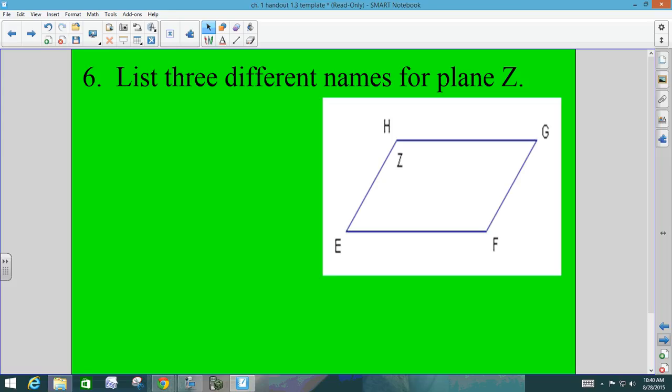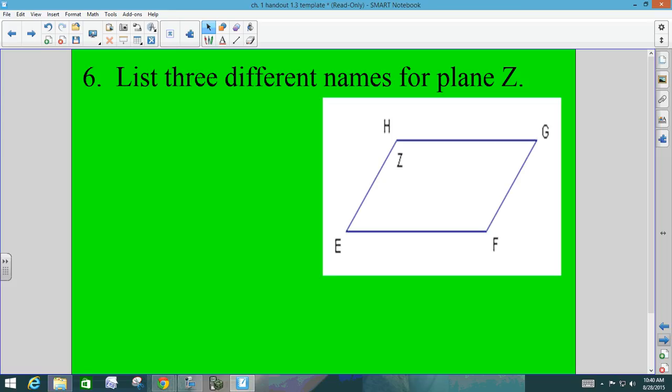So you can use the lowercase letters, if they're there, they're not always there, to name lines. Otherwise, you have to pick 2 points on it. To name a plane, we already did that in the front side. You pick at least 3 letters, if not 4, to name the plane.